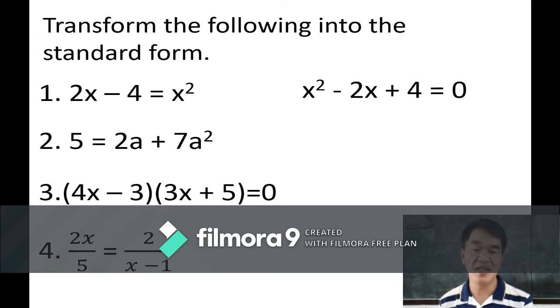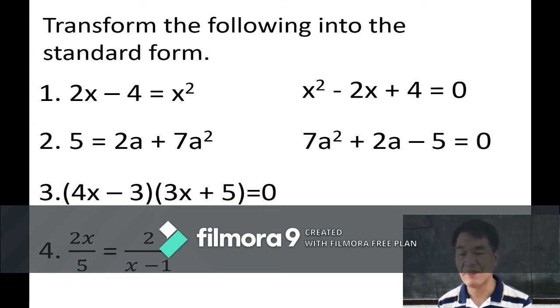How about number 2? If you arrange that in that manner, of course, your first term should be 7a squared, the second is 2a, and the last term is containing 5. The arrangement should look like this. Did you get it right?